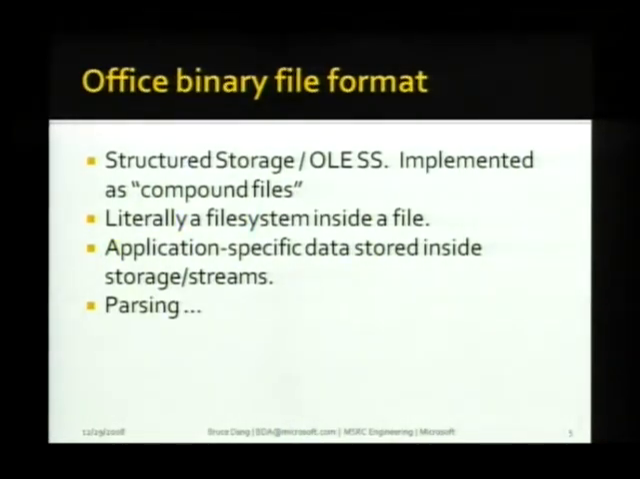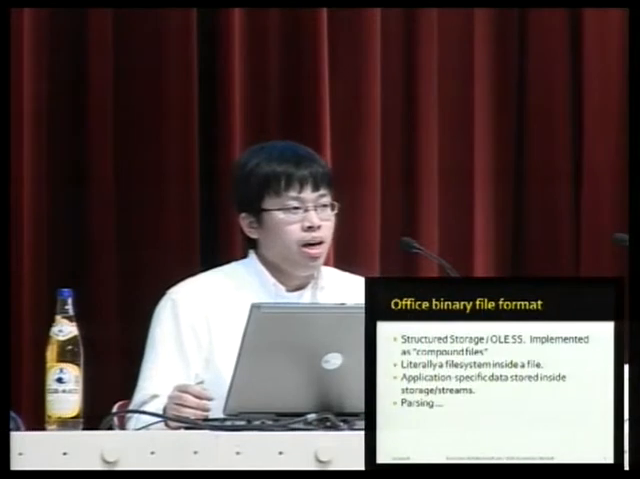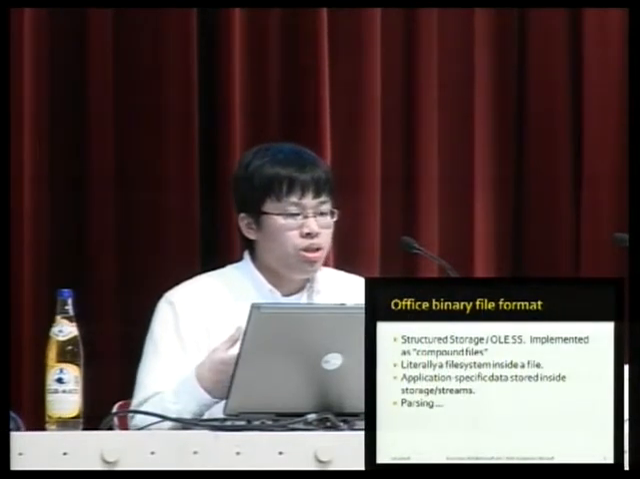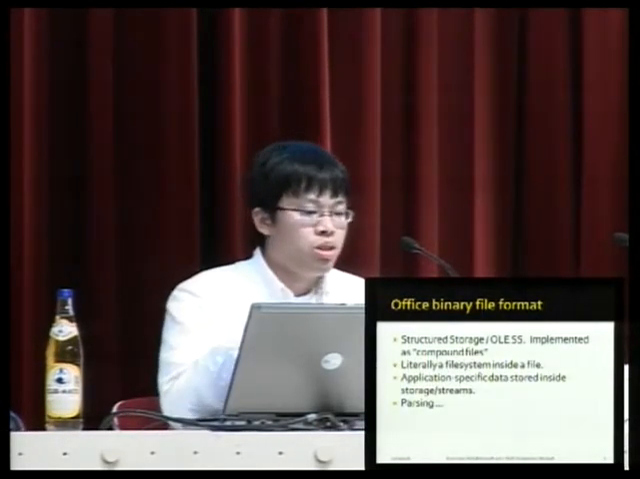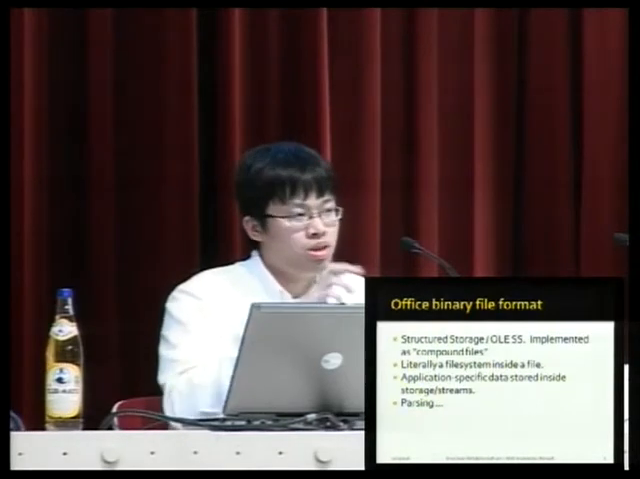You know how with SQLite you have a SQL database inside just one file? This is like a file system inside one file. So you have the concept of directories and files, except they're not called directories and files. They're called storage and stream. A storage is the equivalent of a directory, and a stream is a file. Each Office application stores its own data in a specific stream or storage, and gives it a unique name.